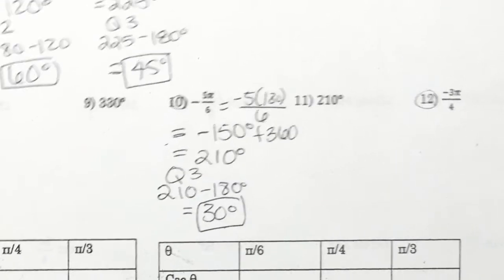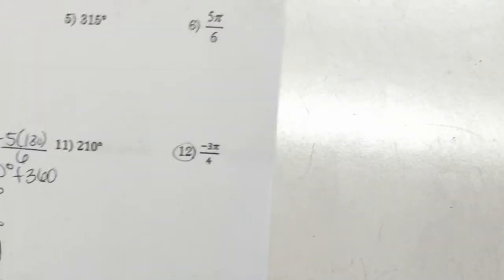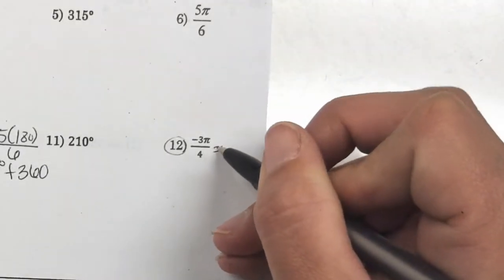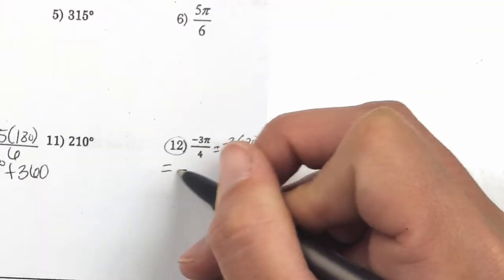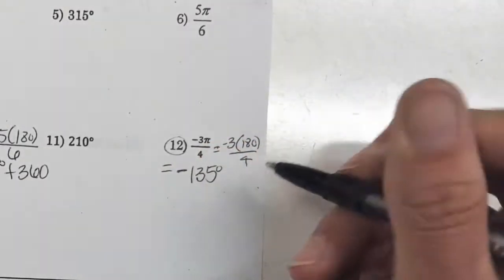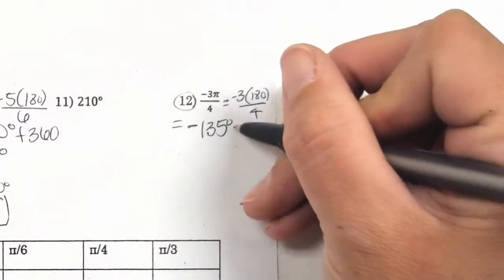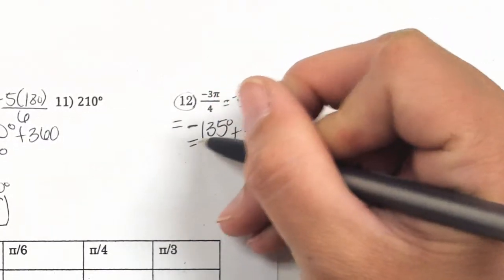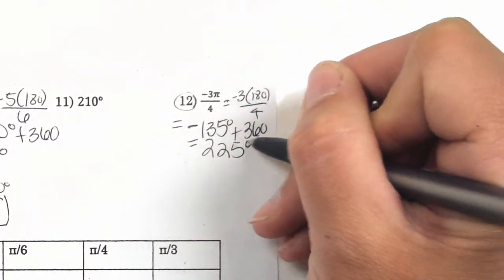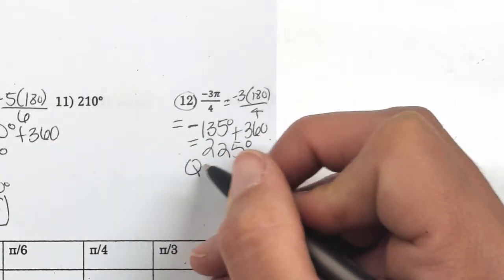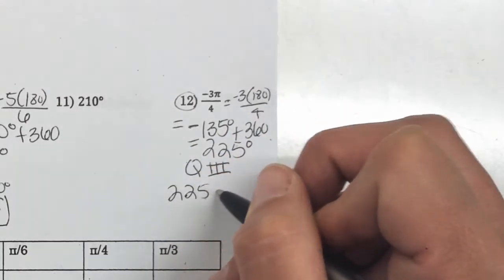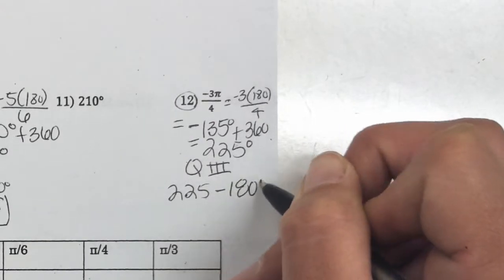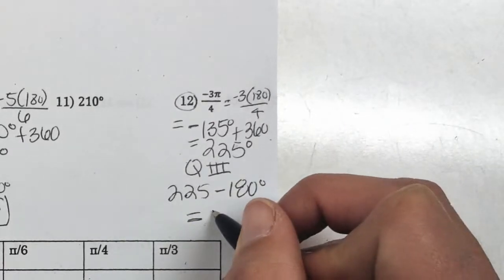Okay, one more. Go ahead and tell me what 3 pi over 4 is going to give us. Negative what? Negative 135. All right, so we need to do what? And get 225, which is in quadrant what? So we do 225 minus 180 and give us 45 degrees.